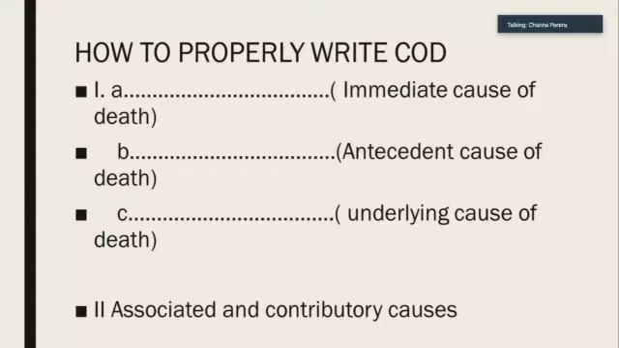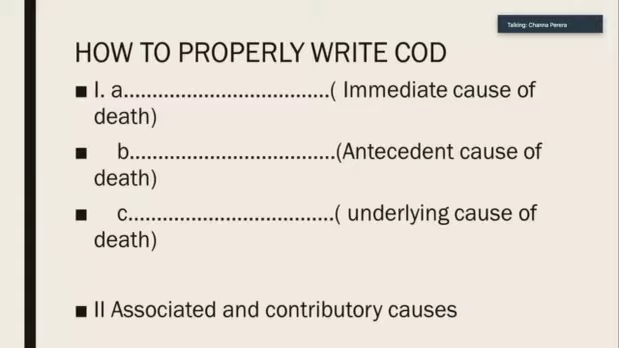1A is the immediate cause of death, 1B is the antecedent cause of death, and 1C is the underlying cause. And 2 is for associated and contributory causes. I'll give you some examples now. If a person dies as a result of septicemia, due to pneumonia, due to COVID-19 infection, in 1A you write septicemia, 1B pneumonia, 1C COVID-19 infection. So COVID-19 infection has caused pneumonia. Pneumonia has caused sepsis or septicemia.